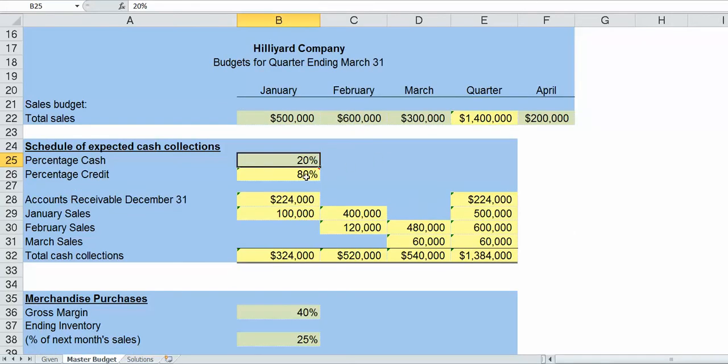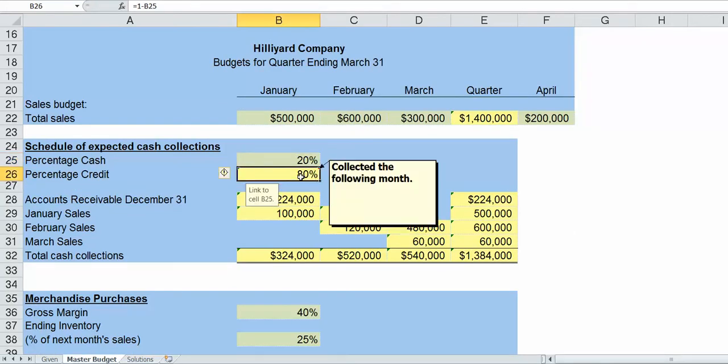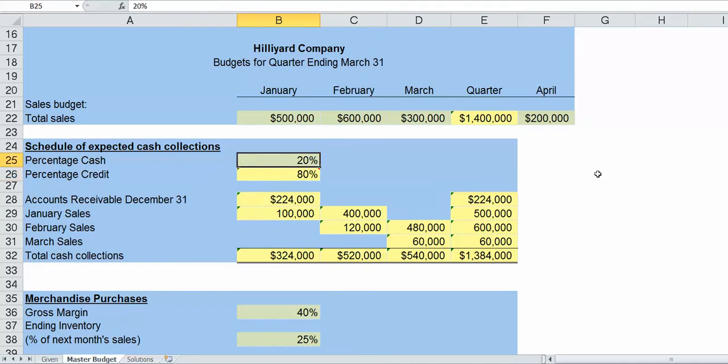On the schedule of cash collections, be sure you link the percentage in credit to the percentage in cash. So if cash is 20%, credit is 80. If cash was 30, the percentage credit would be 70.